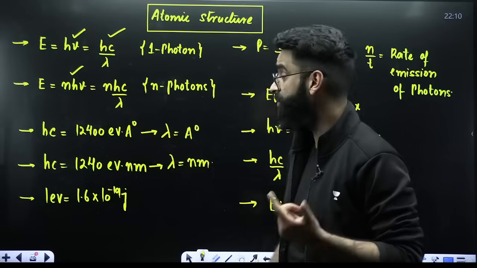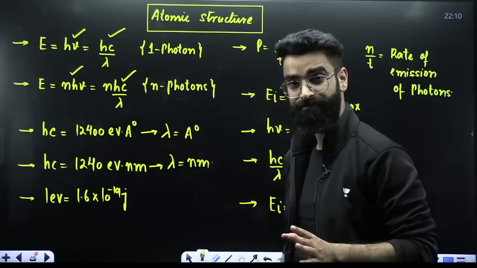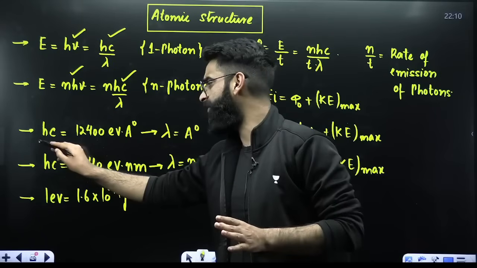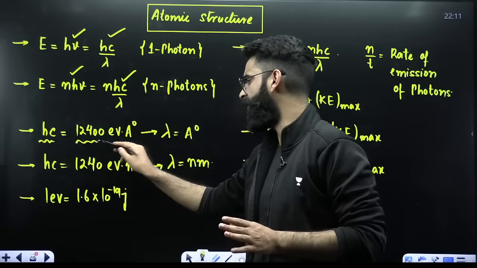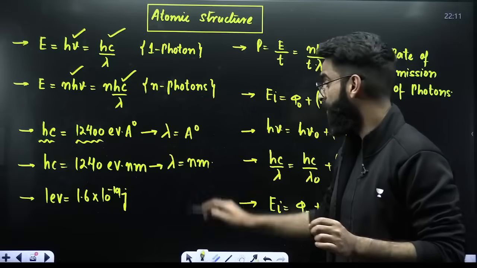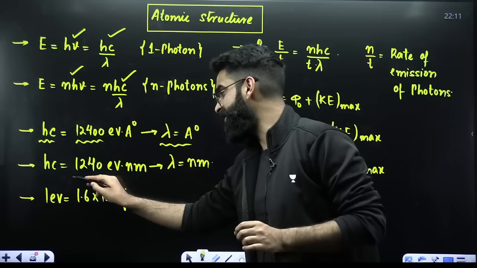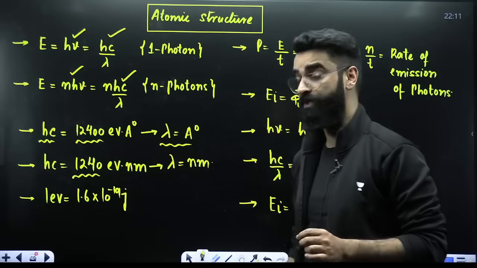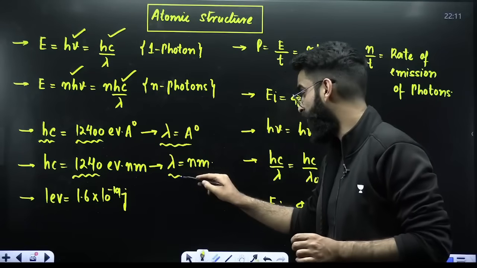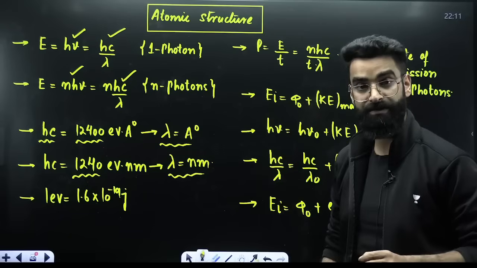It's n times h nu or n times hc by lambda. What is the combined value of h and c? It's 12400 electron volt angstroms. At that point of time, you will take lambda in angstroms. The h multiplied by c value you can also take as 1240 electron volt nanometer. At that point of time, lambda has to be taken in nanometer, right?